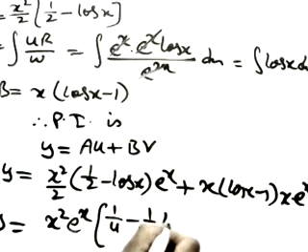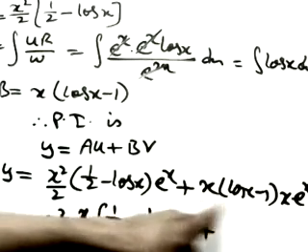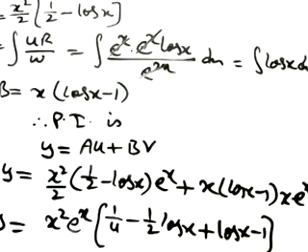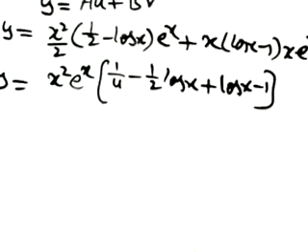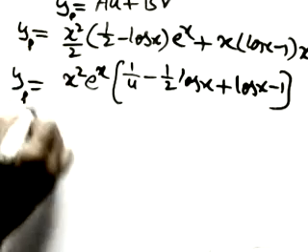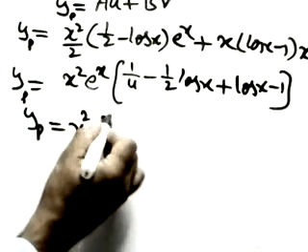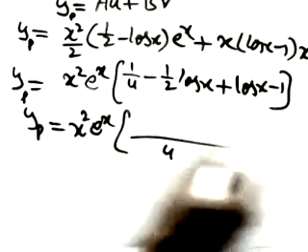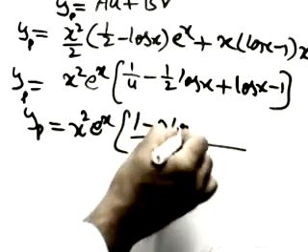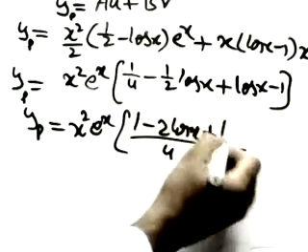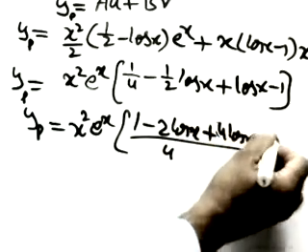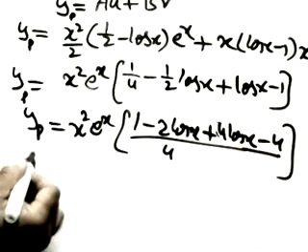Multiply 1/2 into 1/2, which is 1/4, minus 1/2 log x, plus, since we have taken x² and e^x common, what is left here is log x − 1. Let me solve this in two or three steps. Let me take the LCM. This is the particular integral that we denote by yp. So yp equals x² e^x. If you take the LCM, you will get 4. So what is left here: 4 is the same, this is 1, two 2s are 2, so 2 log x, plus 4 into log x is 4 log x, minus 4 ones are 4.